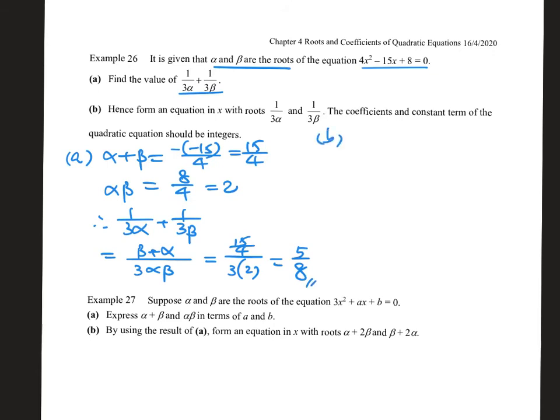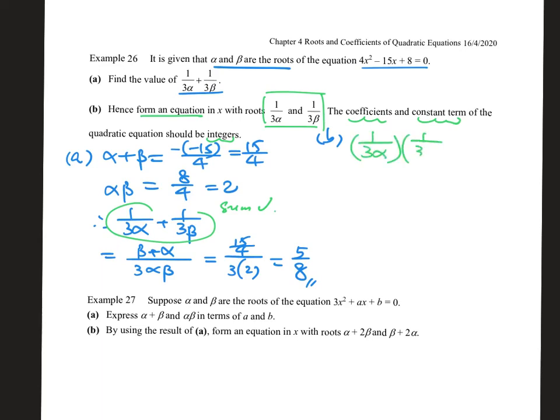That is, part A is a very simple one. Now we come to part B, and you need to form an equation with the roots 1 over 3 alpha and 1 over 3 beta. It also requires that the coefficients and constant term must be integers, like the example we demonstrated before. Now you can see that the sum is already prepared for you. In part B, the only thing missing is the product in order to generate the equation. The product of roots is pretty easy because it's only 1 over 9 alpha beta, which is 1 over 9 times 2, 1 over 18.